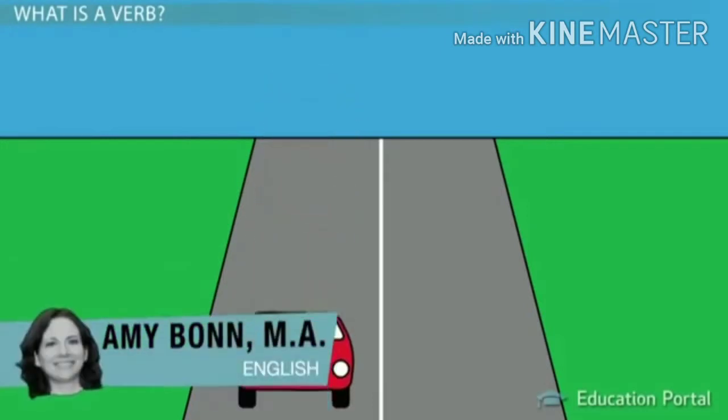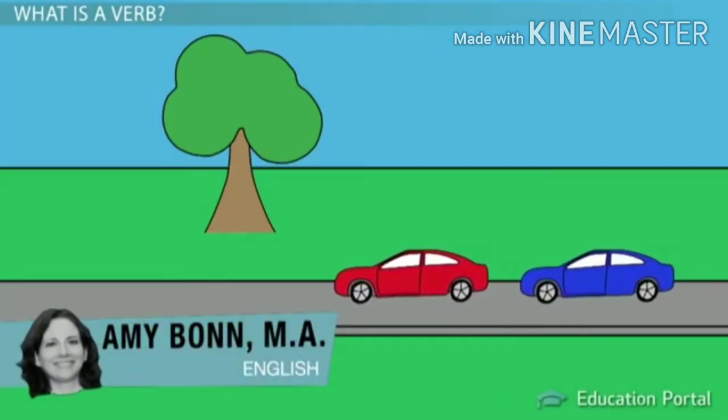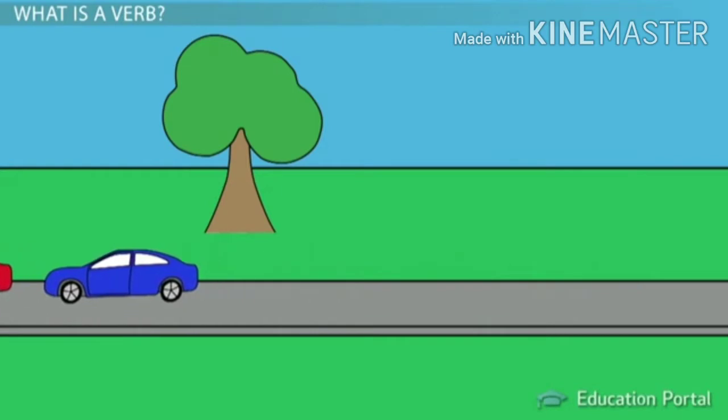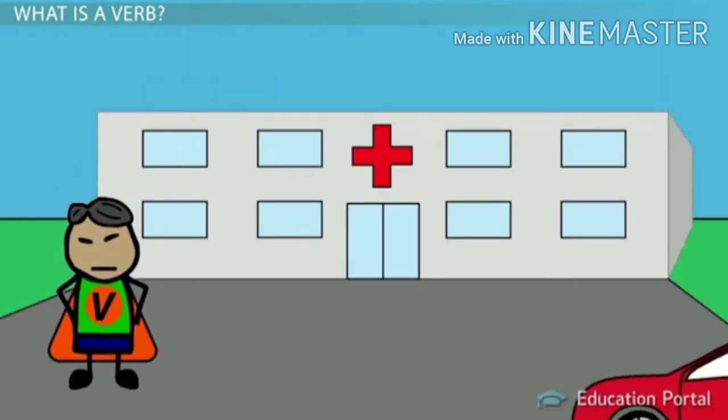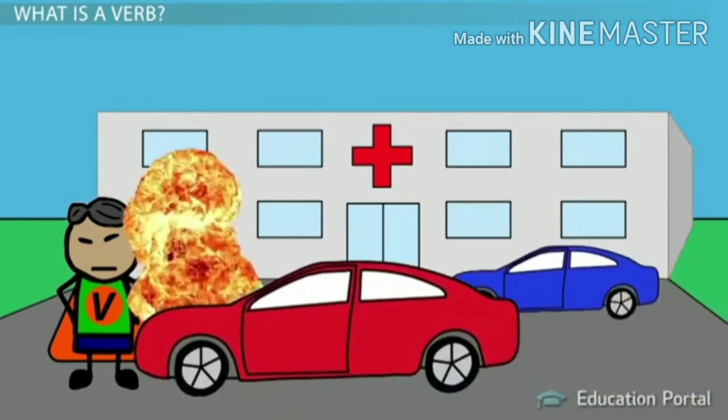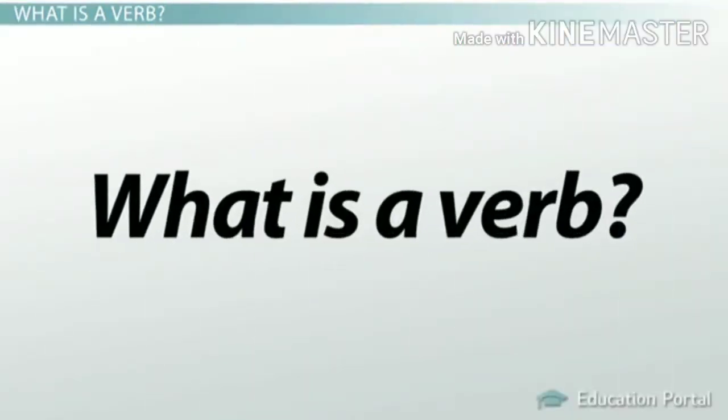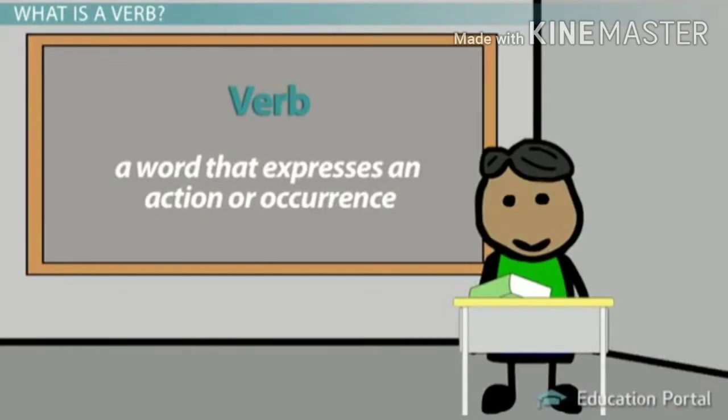When you head to the movie theater to catch an action movie, you expect a lot of stuff to happen, like cars chasing each other, action heroes leaping off buildings, and things exploding. In other words, you're in the mood for a lot of exciting verbs. So, what is a verb? That's an easy one, right? A verb is a word that expresses an action or occurrence.